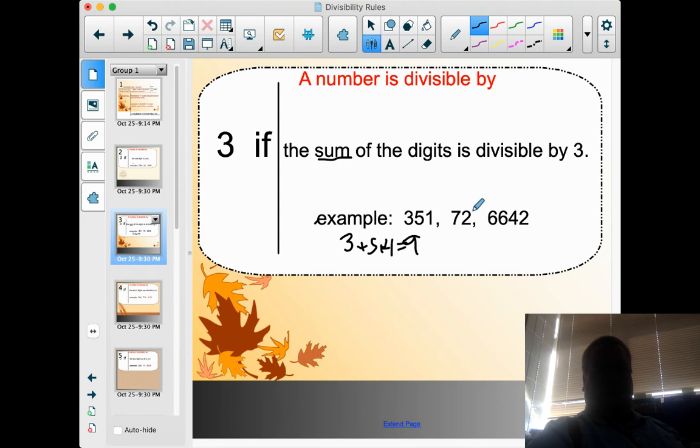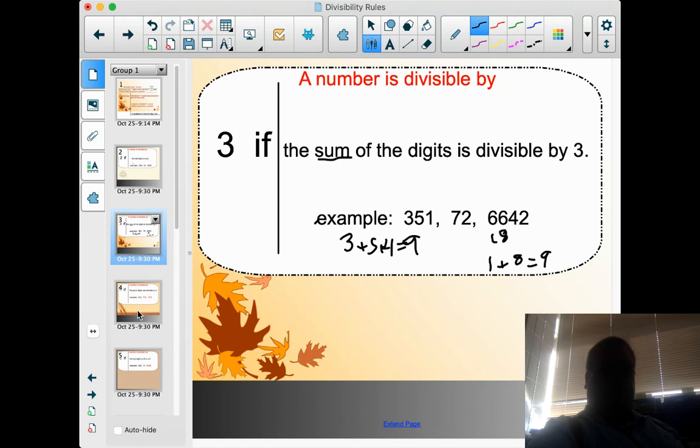Okay, 7 plus 2 is 9. That's divisible by 3. On this one, 6 plus 6 is 12, plus 4 is 16, plus 2 is 18. Okay, so those digits all add up to 18, which is also divisible by 3. Now, if you end up, when you add up the numbers, with a number you're not sure if it's divisible by 3, well, you can use the same trick. If you don't know whether 18 is divisible by 3, you can just do 1 plus 8, which is 9. And you can do that until you get down to a single-digit number. Okay, and 9 is divisible by 3.